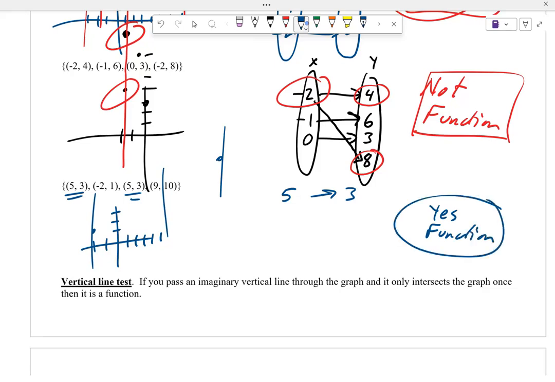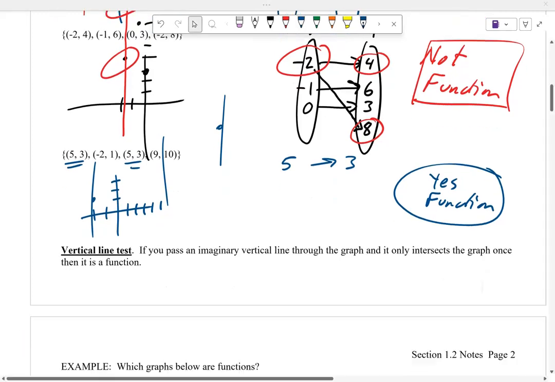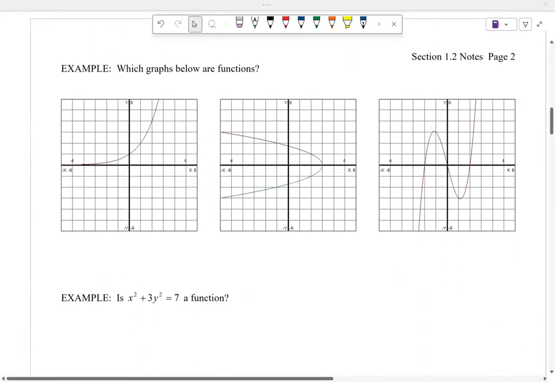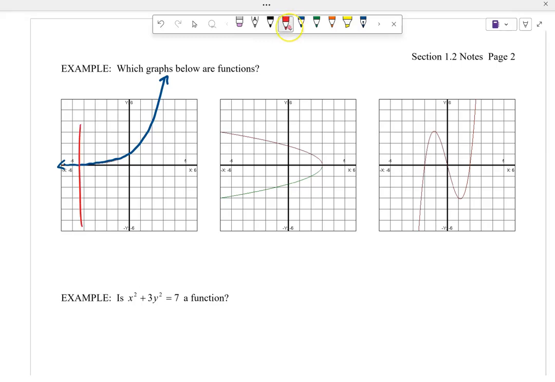Now, if we would have had like 5, 2, now that's different. Now I have a couple different y values for an input of 5. That would be different. Now let's look at some graphs. Now this is an infinite amount of ordered pairs, right? Because it's got this solid graph line. Looks like we've got some sort of exponential curve here in blue. If I run a vertical line test through it, I'm only hitting once. Wherever I test it, do you notice that you're only hitting once on that graph? So this, yes, is a function.